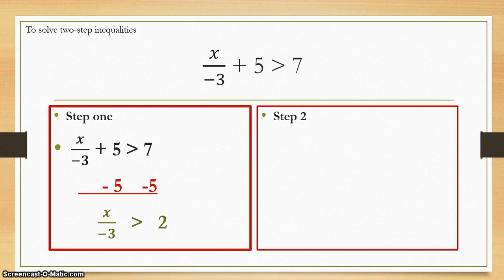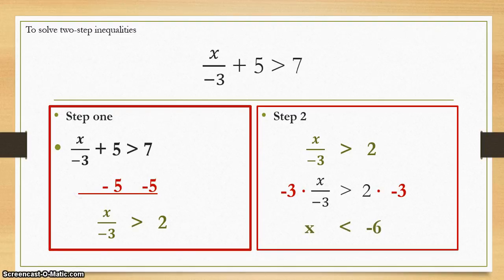We now have the one-step inequality with just the coefficient of dividing by negative 3. So in order to solve this, we will need to multiply both sides of our inequality by negative 3. The result will be x less than negative 6, because negative 3 as the coefficient requires an inequality sign change.